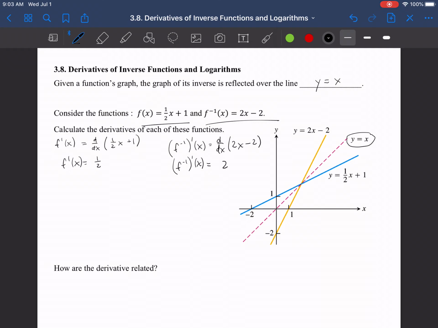And so what do you notice about these? How are they related to each other? Hopefully at this point you're just noticing they're reciprocals. Okay, they're reciprocals.